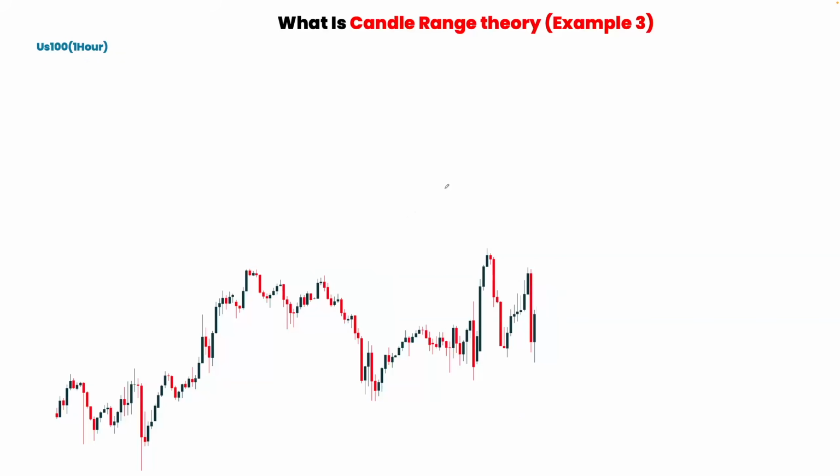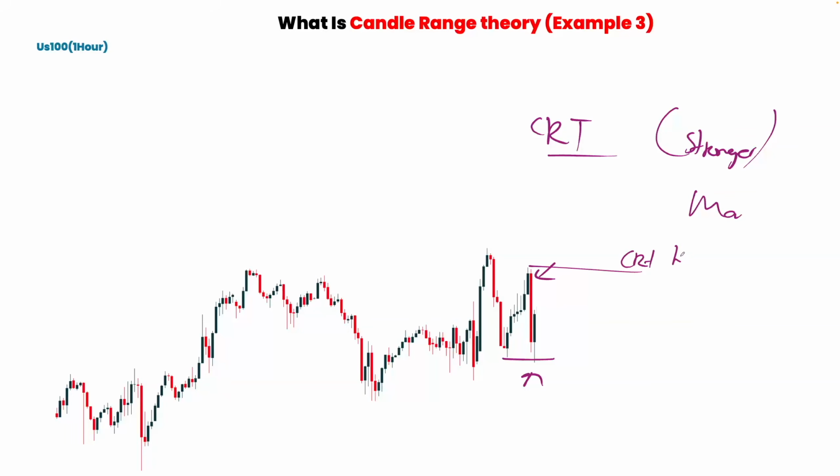But if we look closely, as I said before, if you want to look for CRT, look for a strong candlestick. You can see the strong candlestick and then it broke this low. So this will be your manipulation. And then you have the CRT high and then you have the CRT low. That means I can enter the trade here and then put my stop loss maybe here or here, and then wait for the market to move to the upside.